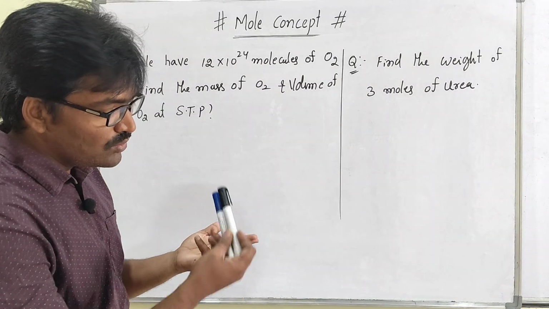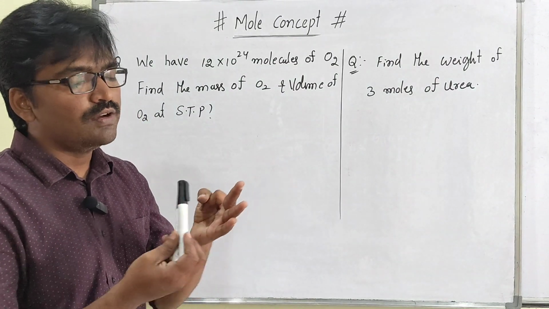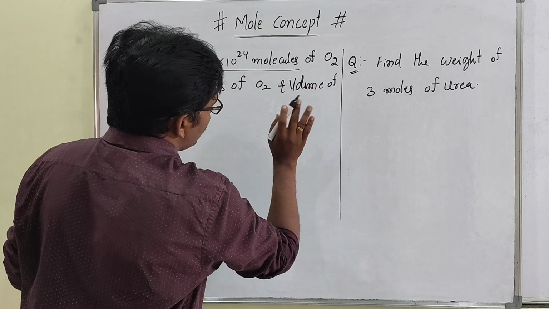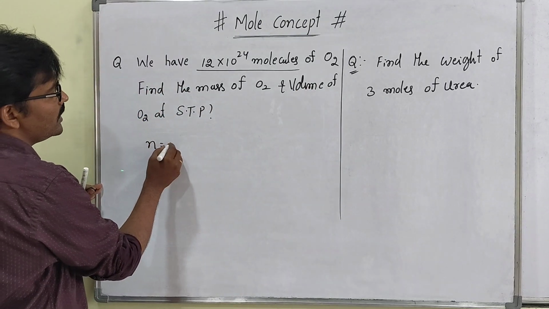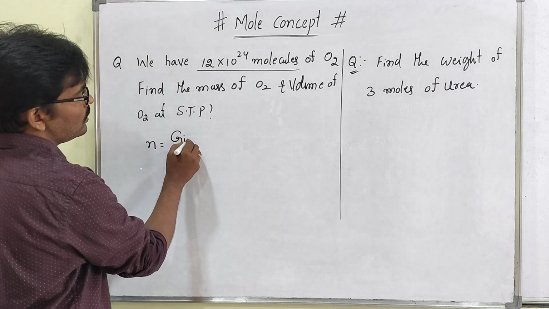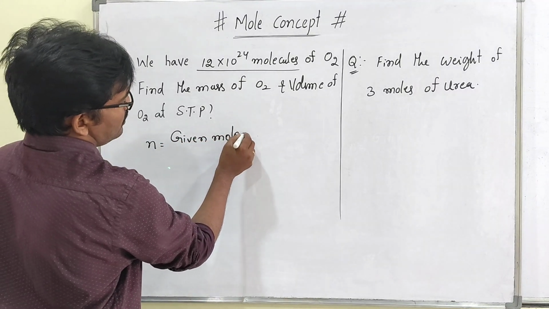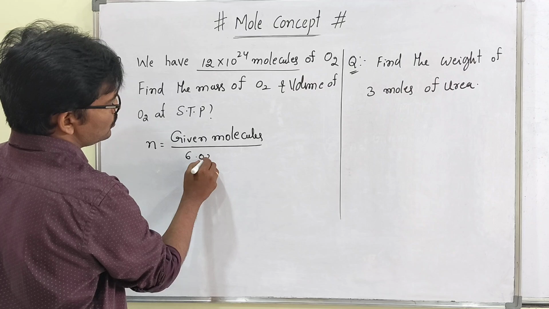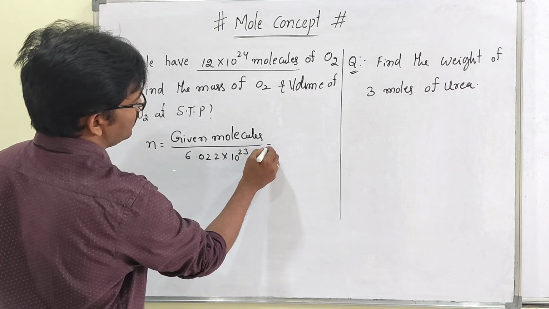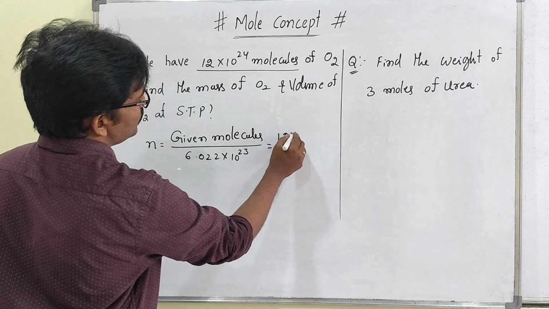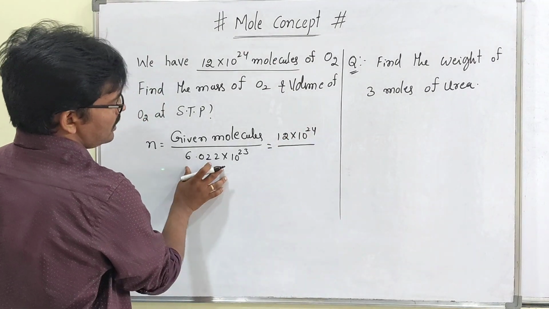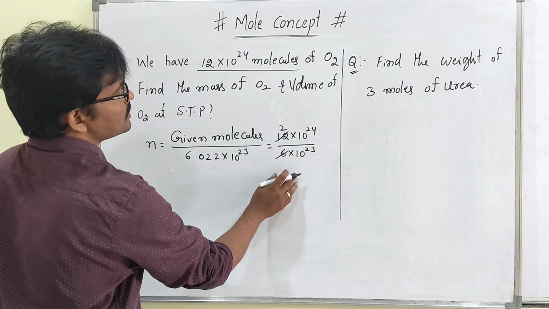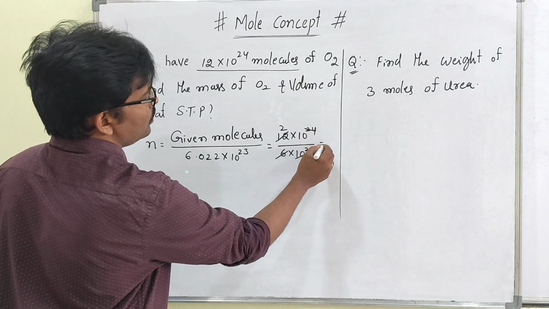To find the mass, volume, or number of particles, first you need to know the number of moles. Given number of particles or given number of molecules, to find the number of moles, what is the formula? Given number of molecules divided by 6.022 into 10 to the power of 23. Then given number of molecules 12 into 10 to the power of 24 divided by, approximately, 6 into 10 to the power of 23. Then 12 by 6 is 2, and 10 to the power of 24 by 10 to the power of 23 is 10, so 20 moles.